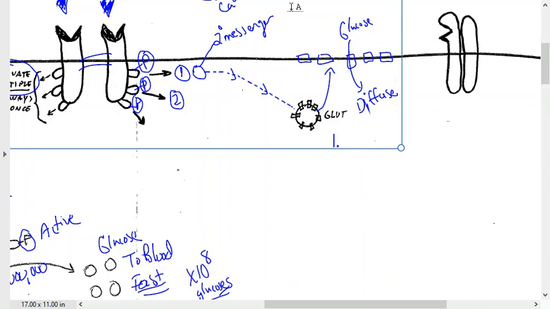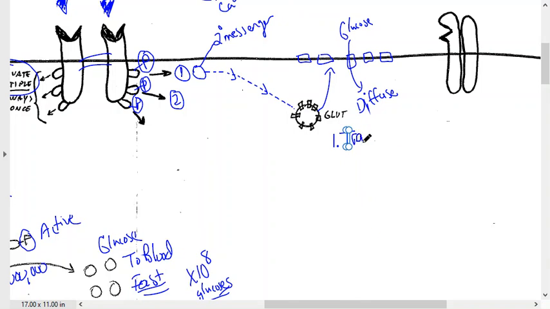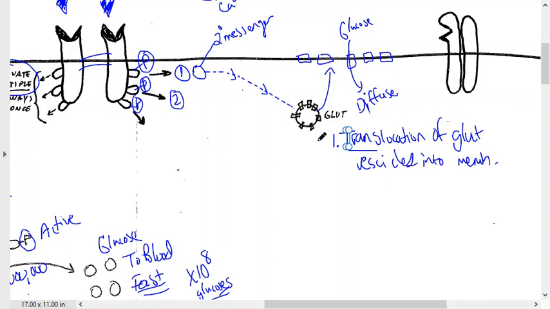So the first thing that could happen is the translocation. Trans just means across, and location just means where you are, your location. So the movement, the translocation, the fancy way of saying it, of GLUT vesicles into the membrane. So one corresponds to outcome number one here via a second messenger, right? So let's look at number two.